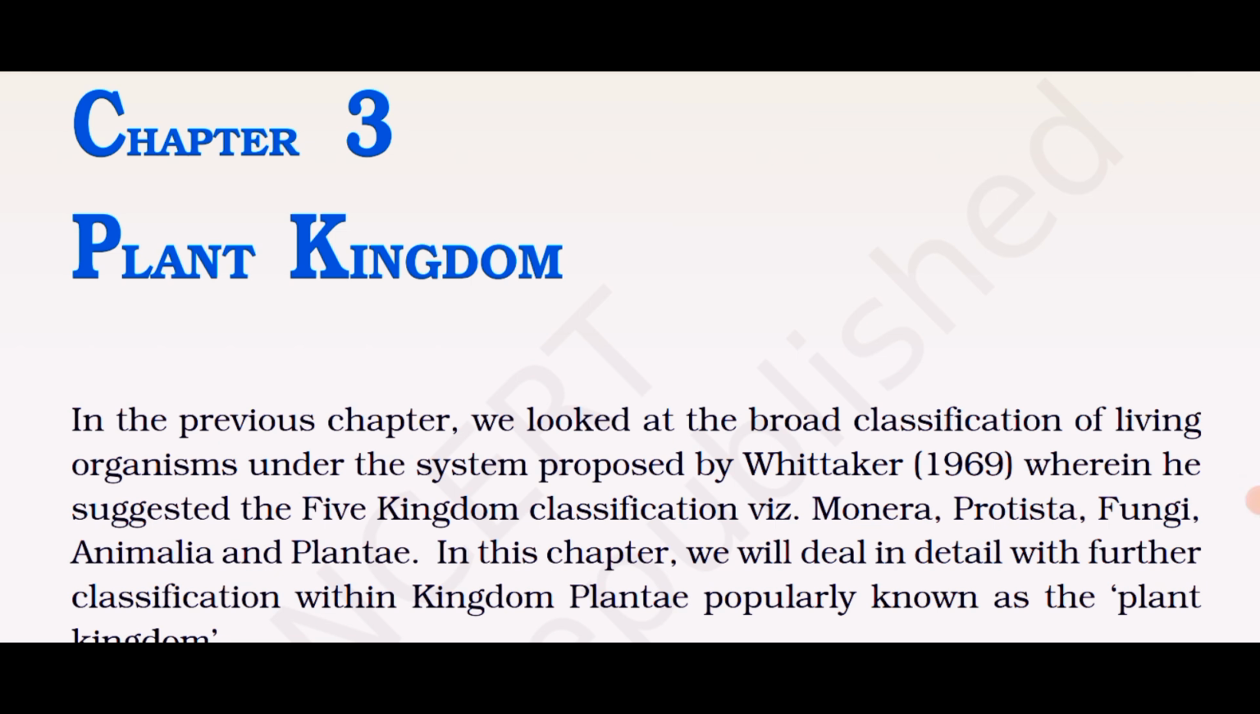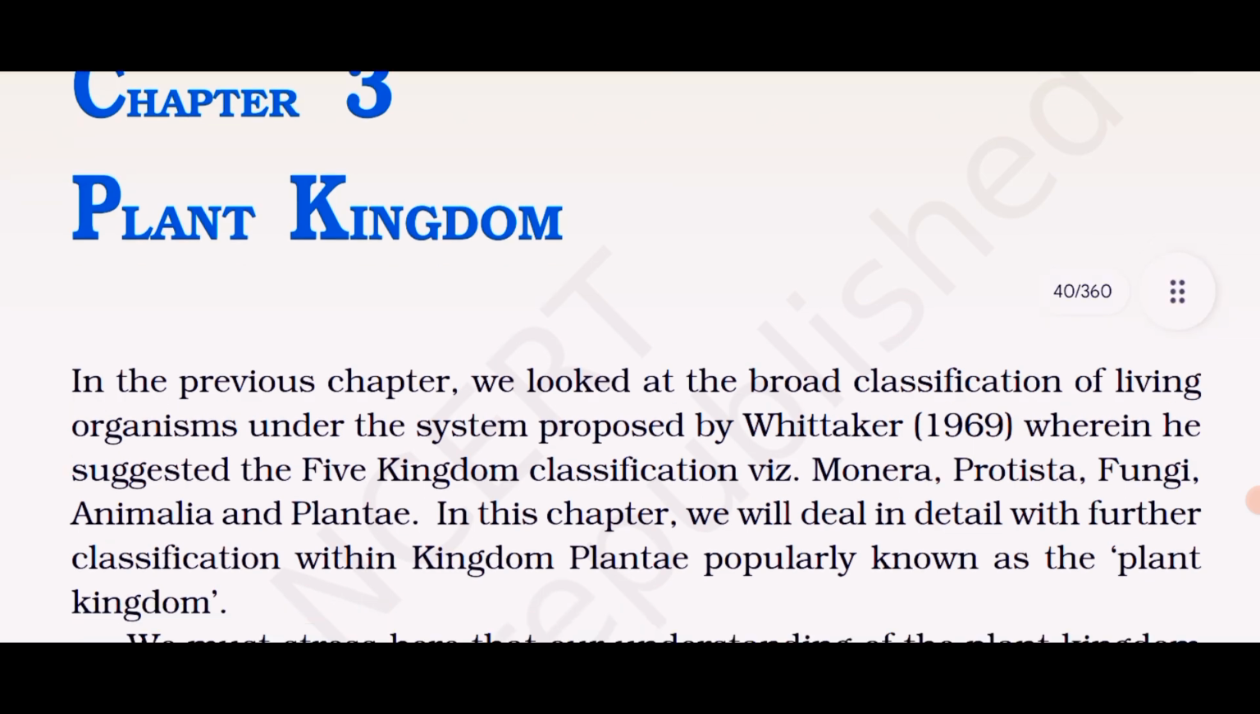Chapter 3 Plant Kingdom. In the previous chapter, we looked at the broad classification of living organisms under the system proposed by Whittaker in 1969, wherein he suggested the five kingdom classification: Monera, Protista, Fungi, Animalia, and Plantae. In this chapter, we will deal in detail with further classification within kingdom Plantae, popularly known as the plant kingdom.